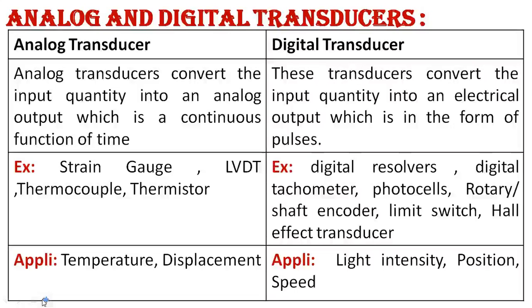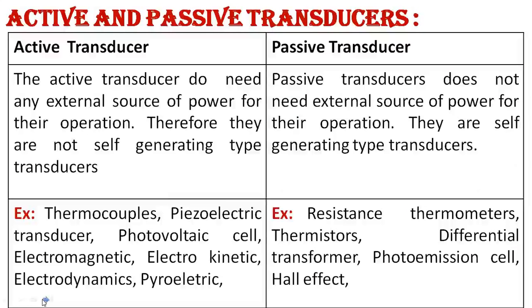So an analog transducer gives the applications of temperature and displacement. A digital transducer gives the applications of light intensity, position, speed, etc. So this is the difference between analog and digital transducers. Now the next type of transducer is the active and passive transducer.